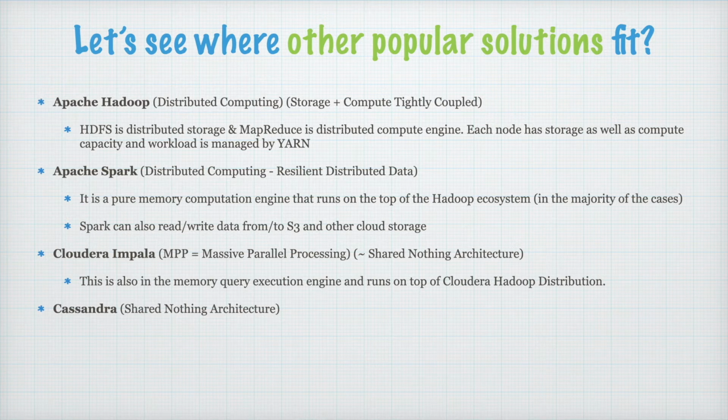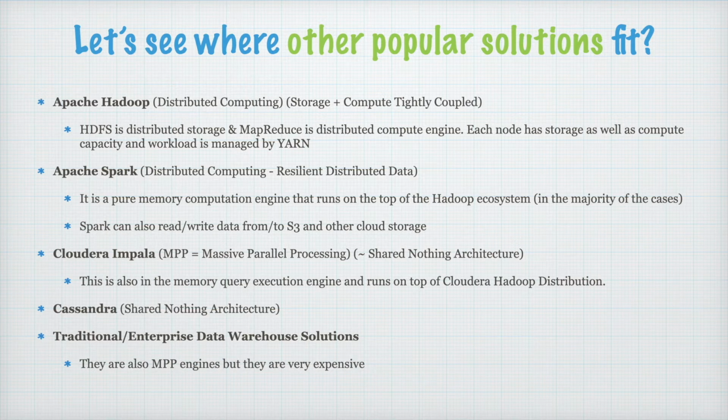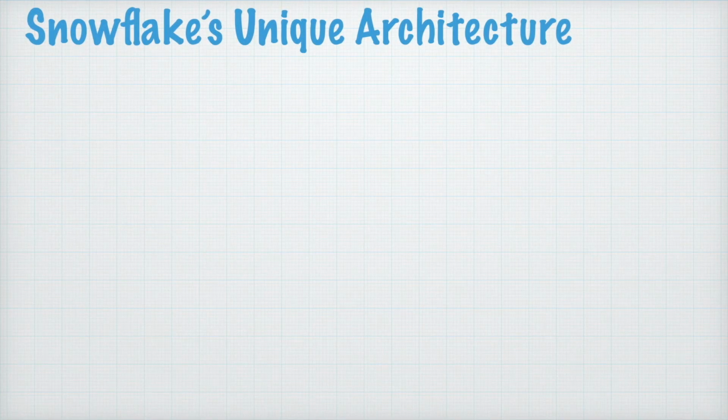Cassandra is purely a shared nothing architecture, and it also has the limitation of the eventual consistency concept. Most of the traditional enterprise data warehouse solutions are primarily MPP engines, and they are very, very expensive. And whether you have to scale out or scale up, these systems have a lot of limitations. So what makes Snowflake architecture different and unique?